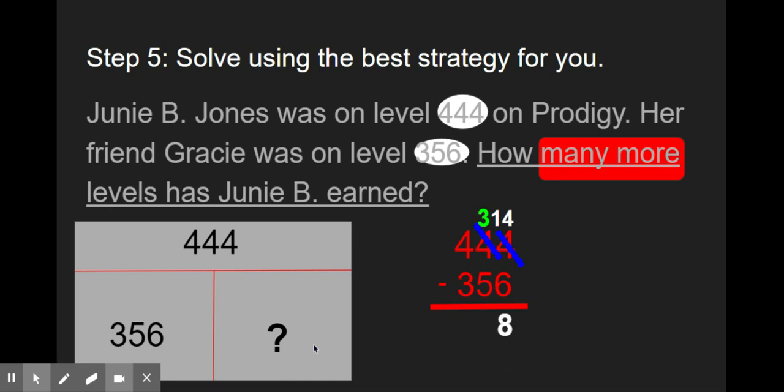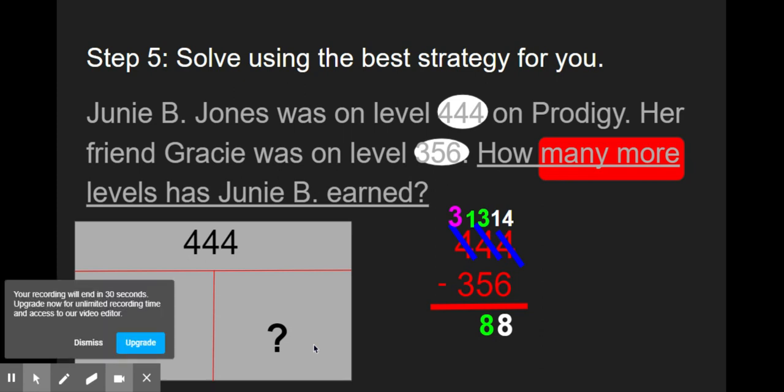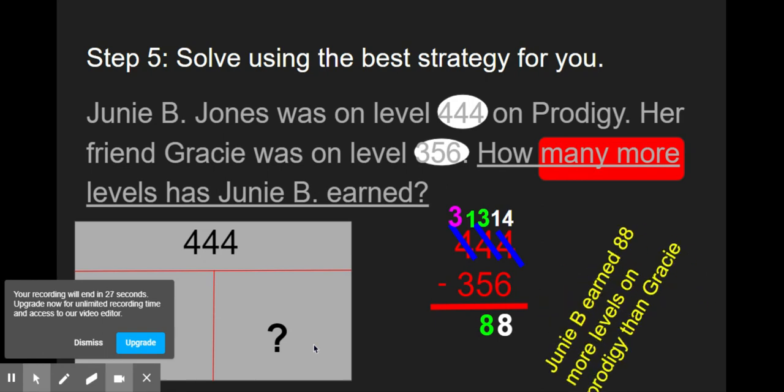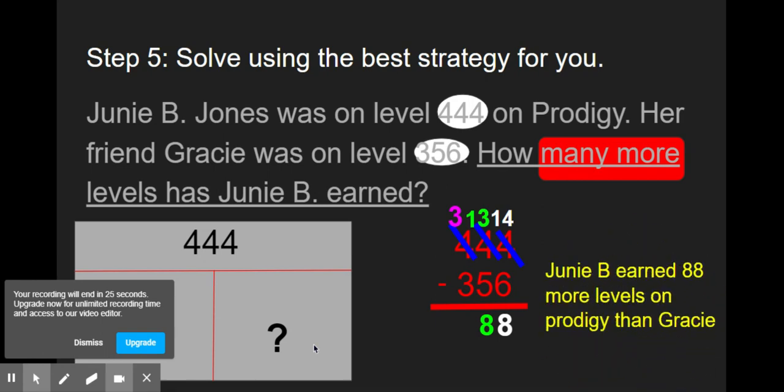And 3 minus 5, I can't do that either. So I need to regroup again. I'm going to borrow 100 from the hundreds column and turn it into 10 tens. And now the 3 becomes a 13, and the 4 in the hundreds place becomes a 3. 13 minus 5 is 8. 3 minus 3 is 0, so I've got my answer. The difference is 88. Junie B earned 88 more levels on Prodigy than Gracie.